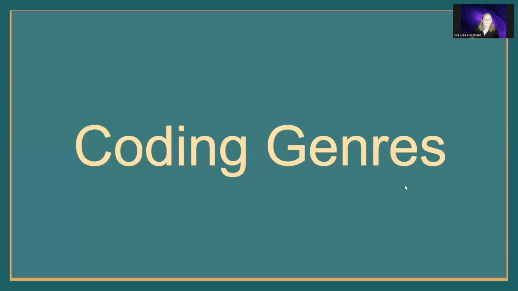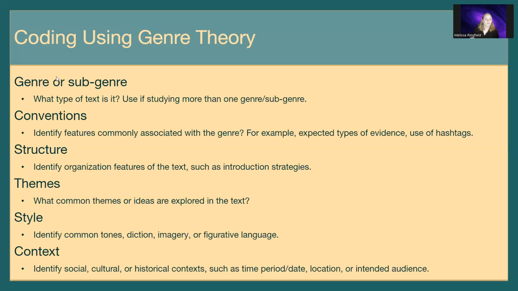Coding for genres. You can code for the genre or the subgenre if there are several types. So what type of text is it? Use this if studying more than one genre or subgenre. What are some common conventions? Identify features commonly associated with the genre. What are expected types of evidence or use of hashtags in this genre?